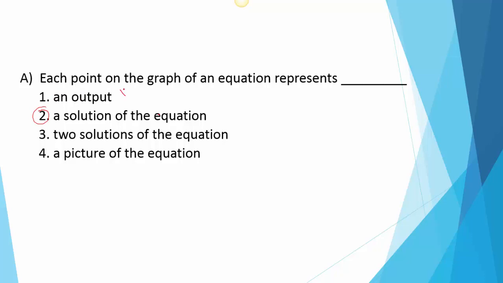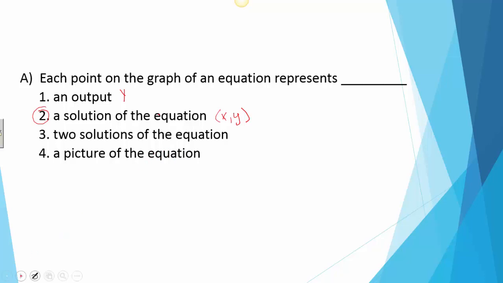Output is just y. The point on the graph is an x and a y, which is a solution to the equation. It's not two solutions. We don't have two different solutions. It's just one. And it's not the picture of the whole equation. One point does not make the picture of a whole equation. You have to get more than that.